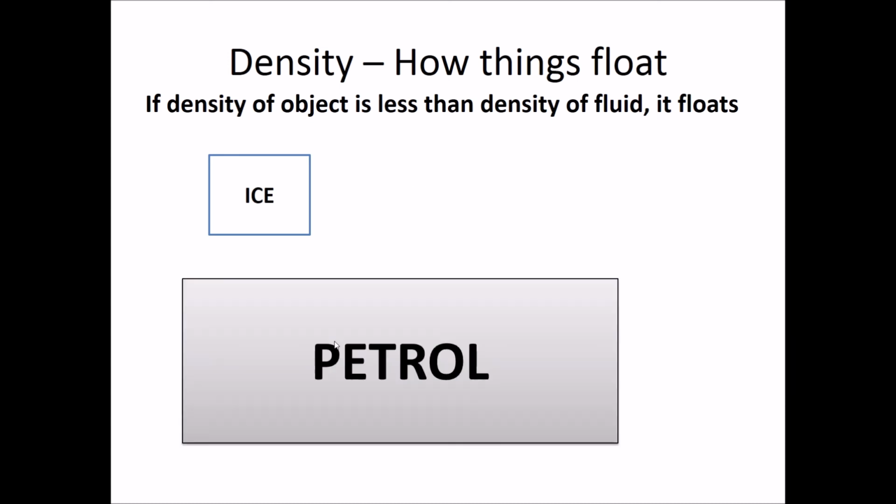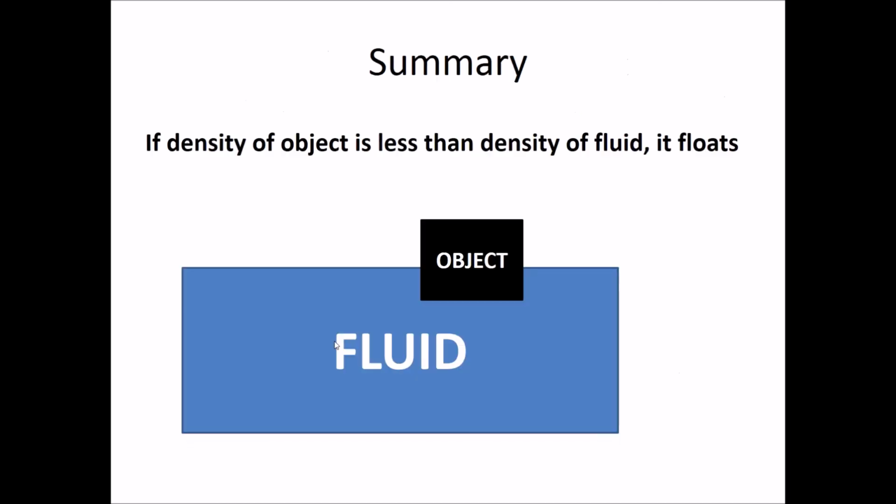Okay, so let's try something a little bit tricky. Ice and petrol. Will it float or will it sink? So how do we find out? We compare their densities. The density of ice, again 0.9. Density of petrol, 0.71. So ice is actually more dense than petrol. So if I throw it in, it will sink. All right, simple enough. So do not throw ice into your dad's petrol tank in his car.